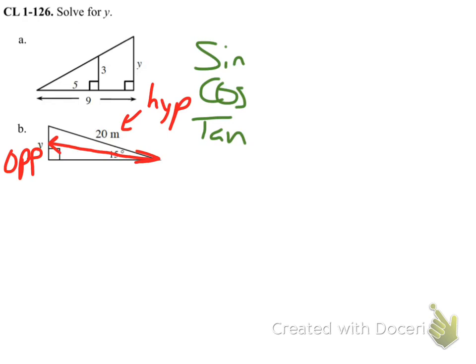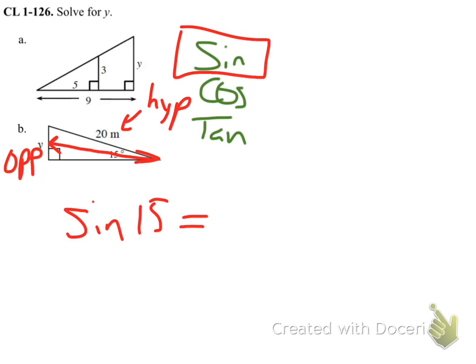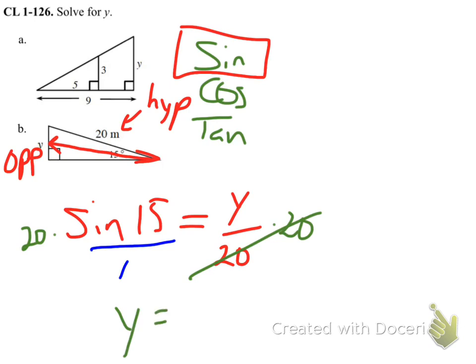So when I'm dealing with the opposite and the hypotenuse, this now is a sine problem. I'm dealing with the ratio of opposite and hypotenuse, so it is a sine problem. To set this up, I'm going to be using sine of my angle measure, which was 15 degrees. That will equal the opposite divided by the hypotenuse. To solve this problem, I can think of this as a proportion again if I would like. And now I could multiply both sides by 20, or if you want to say cross multiply, whichever. So now I'm going to end up getting y equals 20 times the sine of 15.